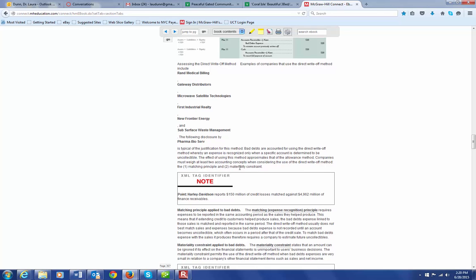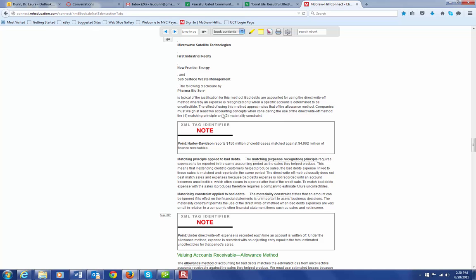However, most people use something called the allowance method. And the main reason for that has to do with the principles of accounting, the matching principle and the materiality constraint that are involved in those things.